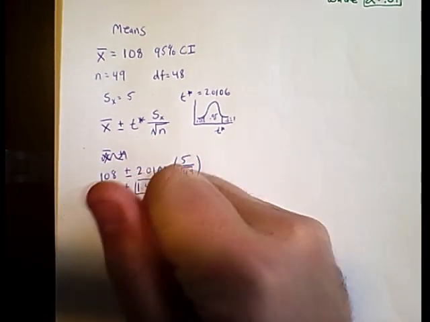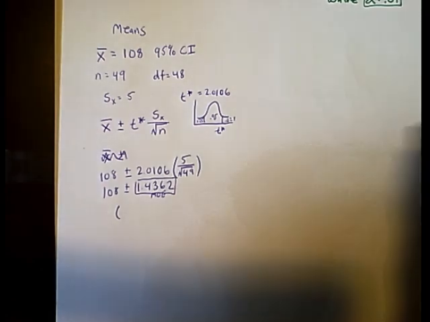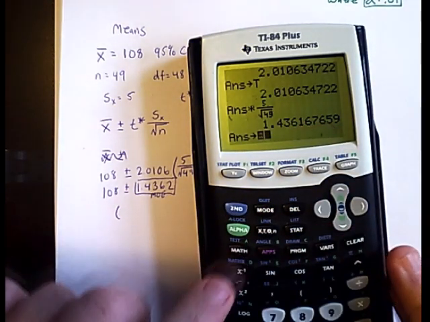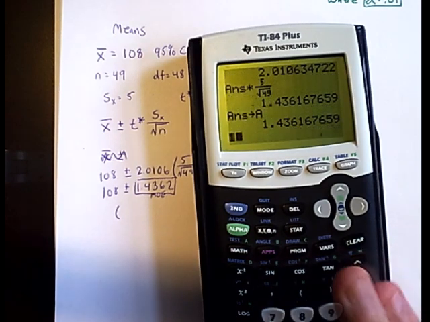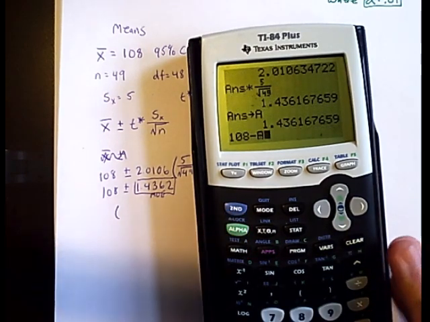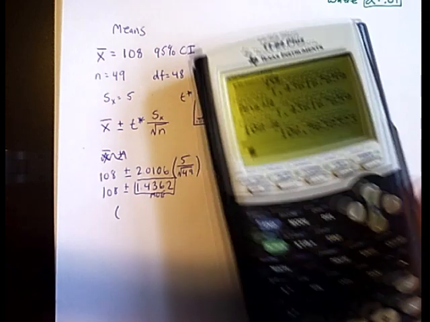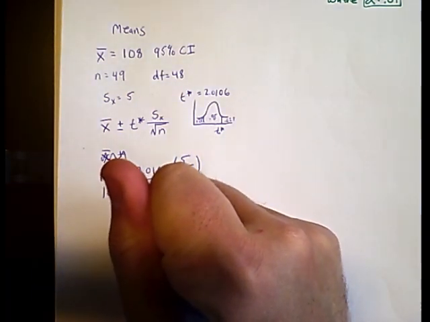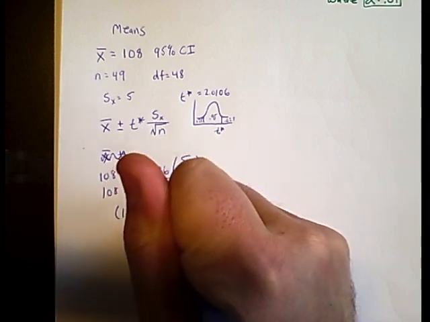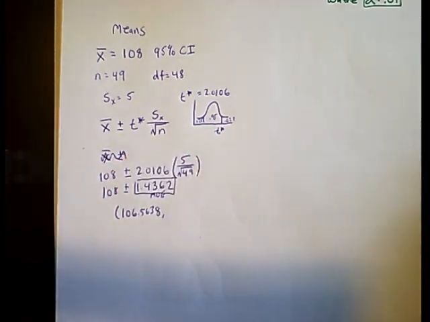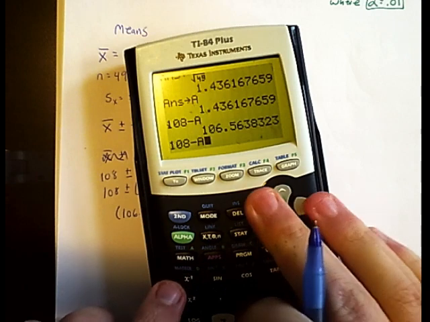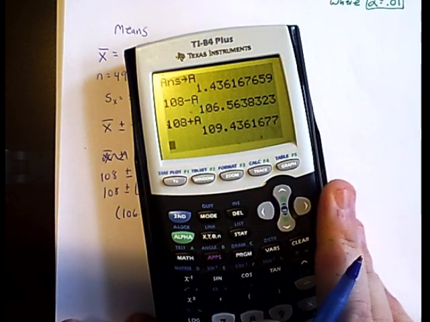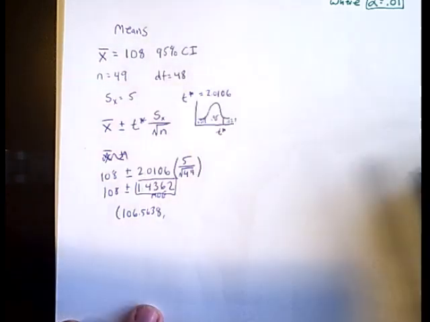If I take 108 and subtract that number, let me store this as alpha real quick, so I take 108 minus that number. That's the lower part of the interval. And if I do 108 plus that number, that gives us the upper end of the interval, 109.4362.